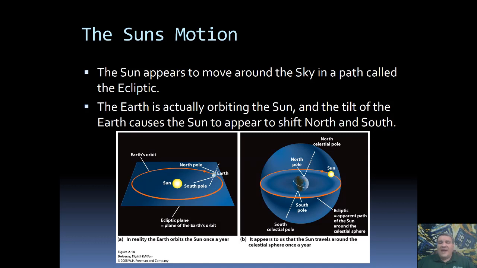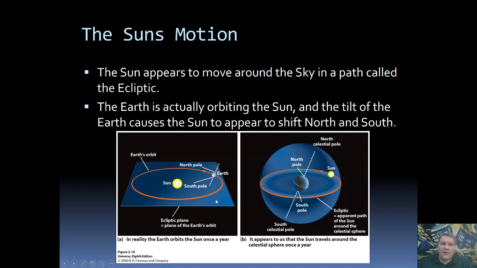Now, the sun, as we've mentioned previously, appears to move around the sky. Now, that is from our point of view. So, again, if we're imagining the celestial sphere, then the Earth is the center of everything, and we pretend that the sun is moving around. Okay, so this is our false view. Again, this is not what's actually happening, but we pretend it is in certain circumstances to help us understand a little bit better. Now, what's actually going on is that the Earth is orbiting around the sun.